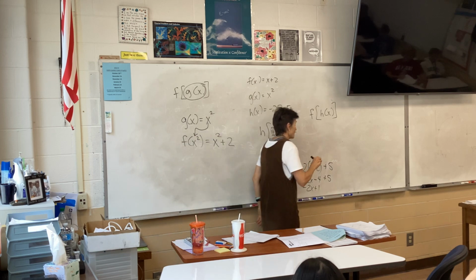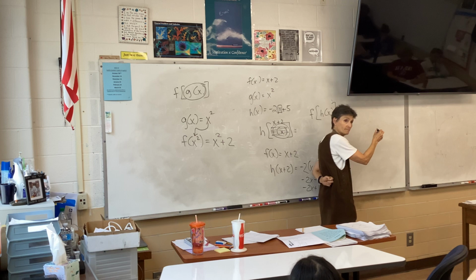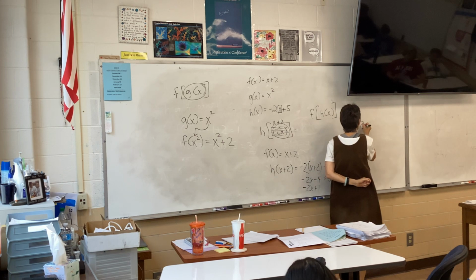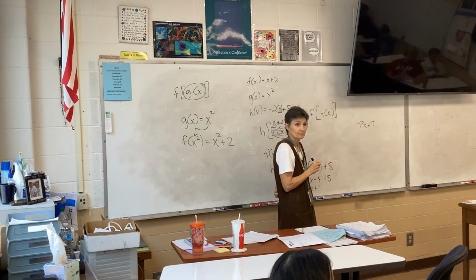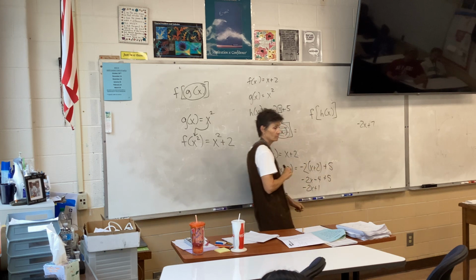Let's talk about some different answers that you got. Anybody have an answer yet? What you got? Negative 2x plus 7. Negative 2x plus 7 is one answer. Okay, anybody have a different answer? Did you get that same answer? What did you get?